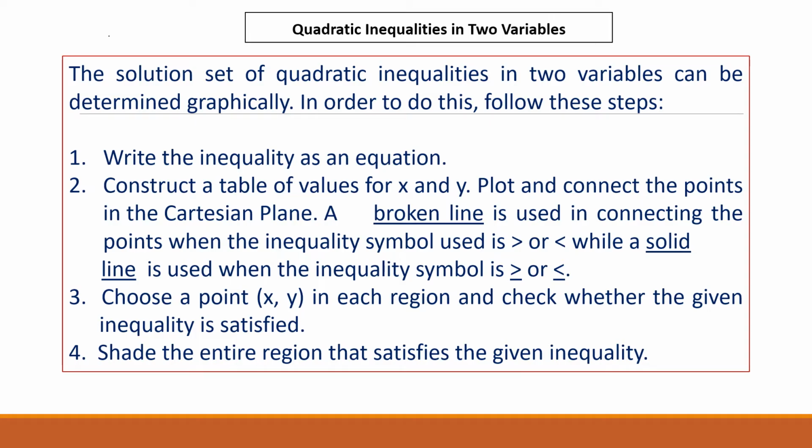A broken line is used in connecting the points when the inequality symbol used is greater than or less than, while a solid line is used when the inequality symbol is greater than or equal to or less than or equal to. Step 3. Choose a point in each region and check whether the given inequality is satisfied. And for the last step, shade the entire region that satisfies the given inequality.